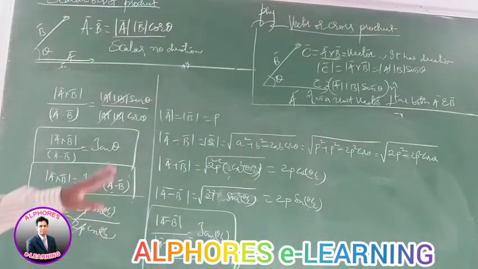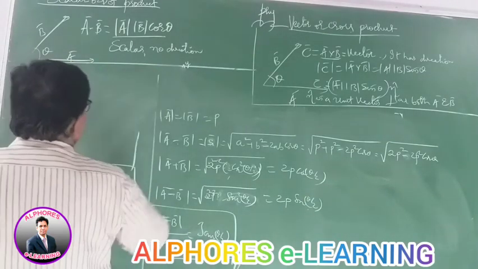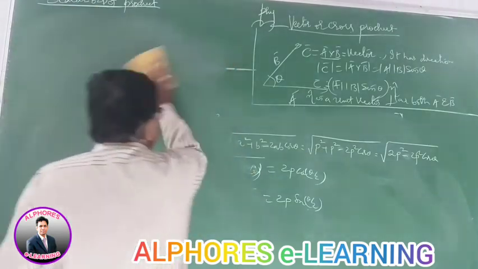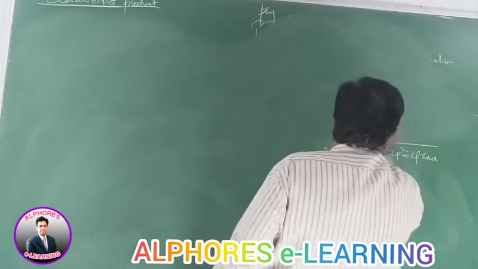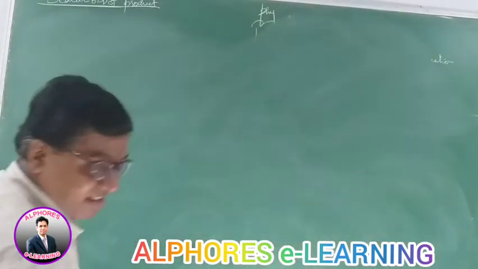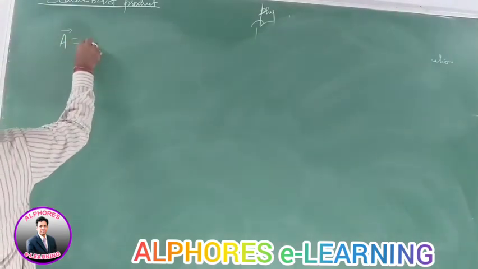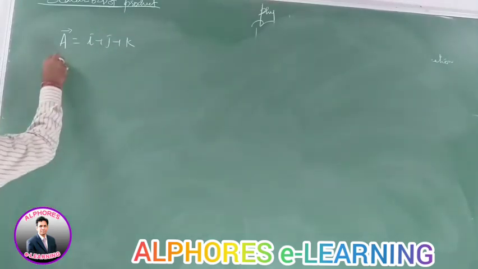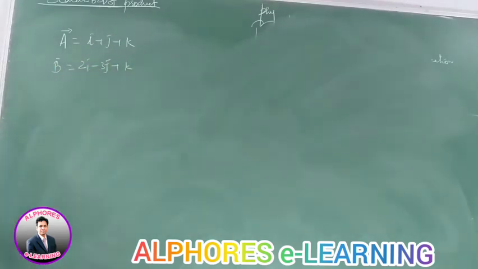So this way you can show the similarities between dot product, cross product and all that. Let's take a simple example, where he is asking to find all the things regarding a vector. Let's suppose A bar is a vector given as i plus j plus k. B bar is another vector which is 2i minus 3j plus k.